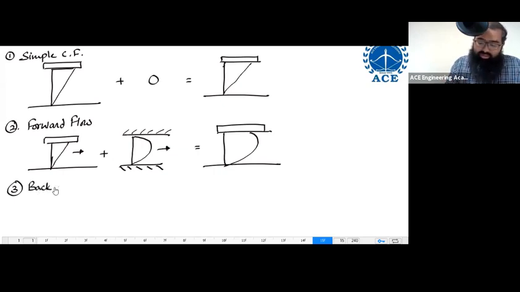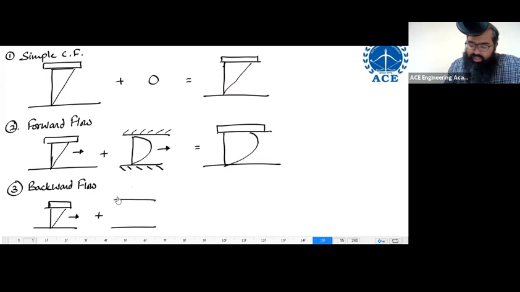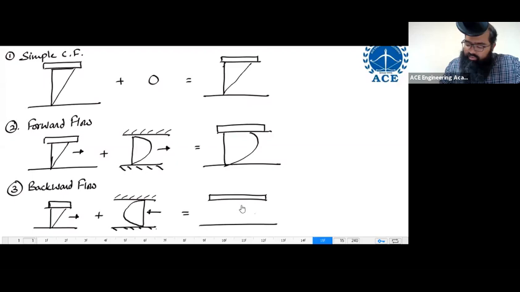Backward flow, how will it come? I think you are able to understand. How will you get backward flow? Simple Couette flow is here, but laminar flow is taking place in the backward direction, in this particular direction. Then you are going to have backward flow.